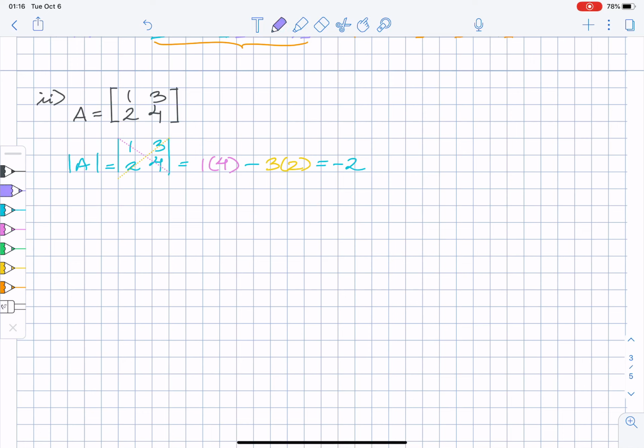Okay, so A inverse, I claim, will be 1 over the determinant of A times the matrix that swaps the main diagonal entries and negates the alternate diagonal entries.